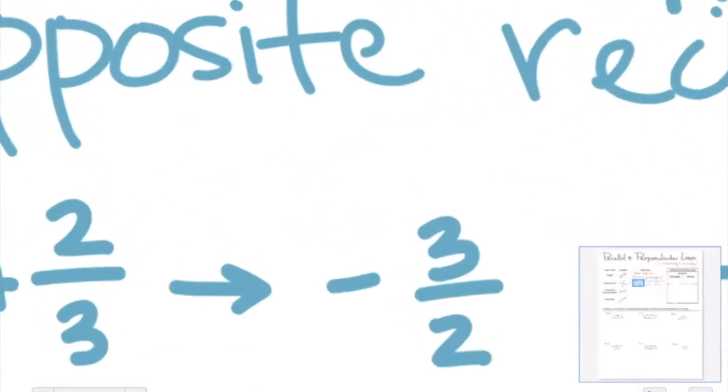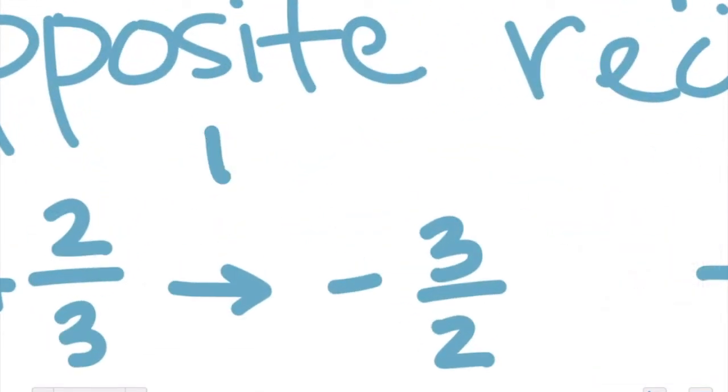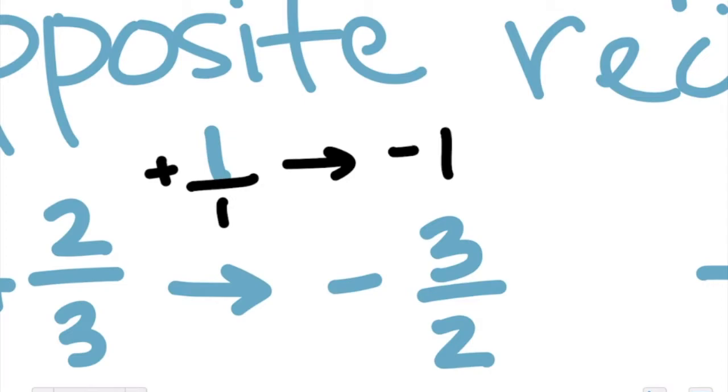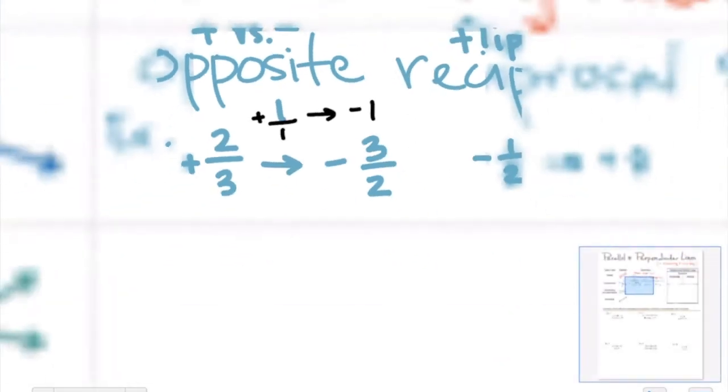One more is, what if the slope of a line is 1? So think about that. That's 1/1, and it's positive. So the slope of a line perpendicular to that is going to be a negative, and then you flip it, but it doesn't change it. So a -1 or a -1/1. So those are some good examples.